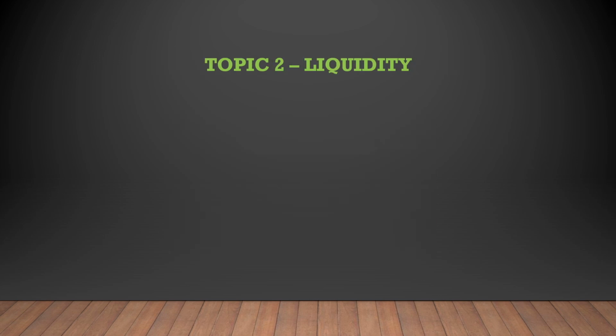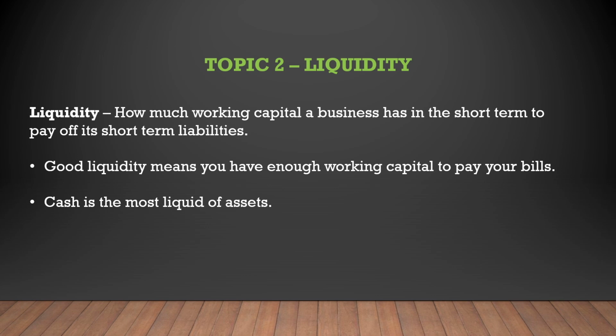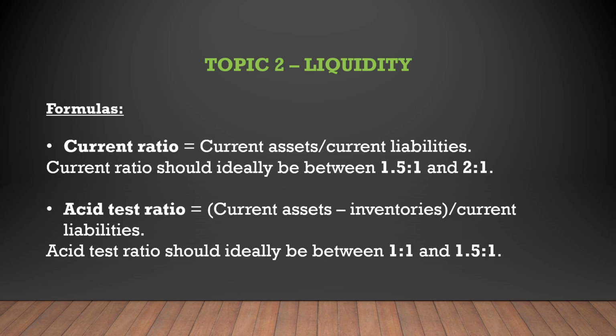Topic number 2, liquidity. Liquidity is how much working capital a business has in the short term to pay off its short-term liabilities. Good liquidity means you have enough working capital to pay your bills. Cash is the most liquid of assets. Liquidity formulas to be on top of: the current ratio, that's current assets versus current liabilities. Remember, the current ratio should ideally be between 1.5 to 1 and 2 to 1.